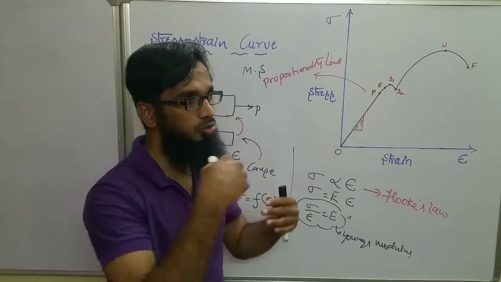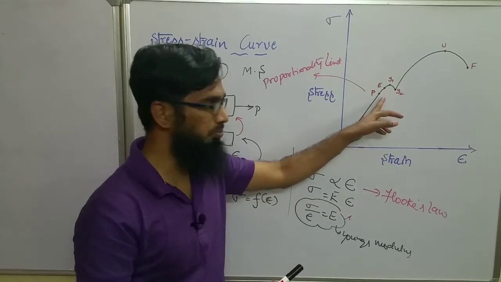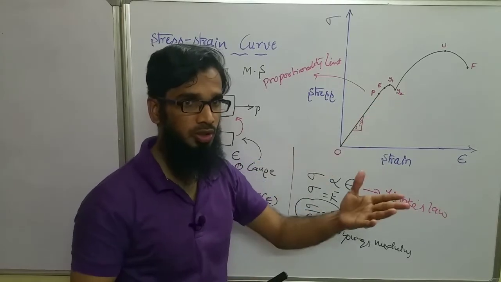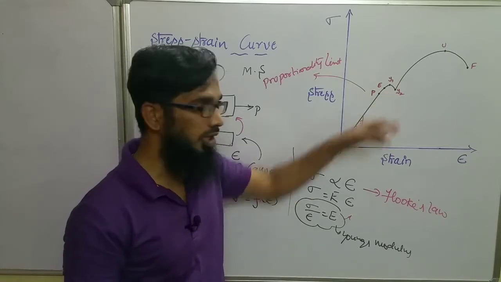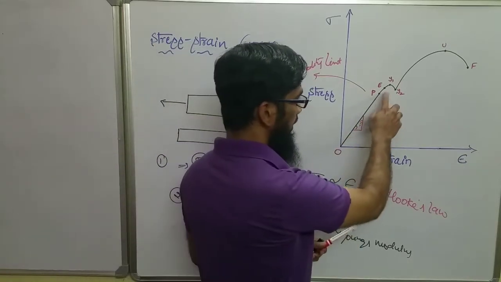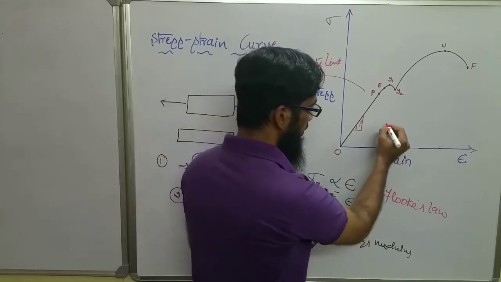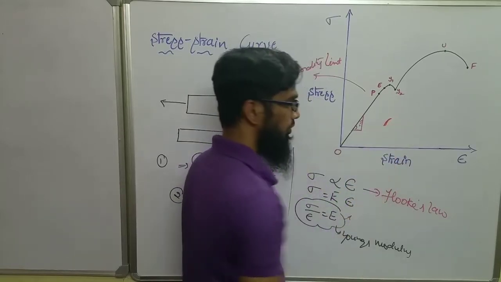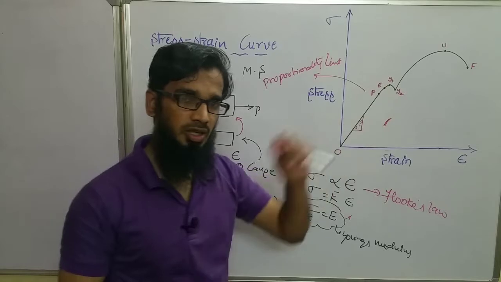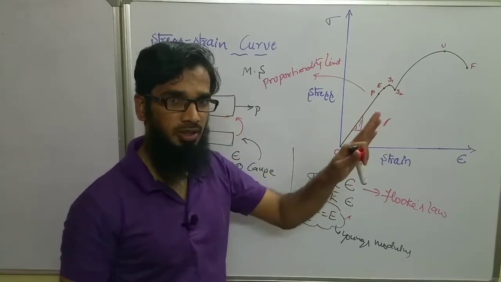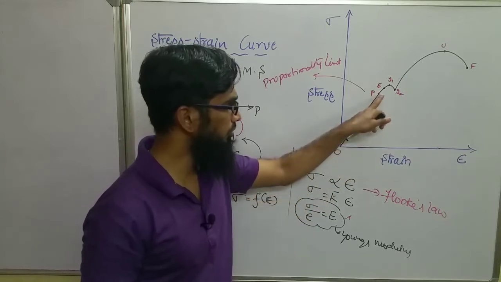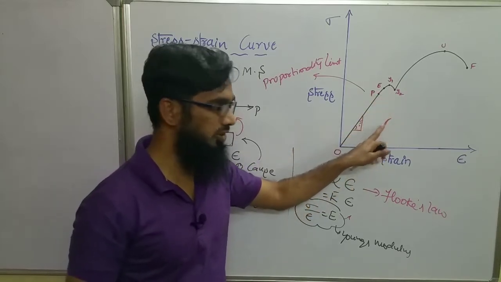If you move above P and apply some more load, again a deformation takes place. Now at point E, from P to E, we can see there will be a small curve. It is not linear from P to E. From O to P it is linear behavior, but when it moves from P to E, you can see a somewhat curved shape here.